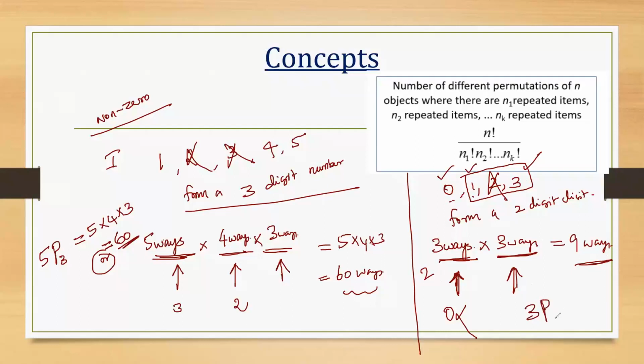You should not write it like this: out of 4, 4P2. This is wrong, since here we have a 0, right? If you write it like this, 4P2 can take any 2 numbers and arrange them. That's the meaning here. But 0 is one of the digits, so we cannot write it like this. Is it clear?